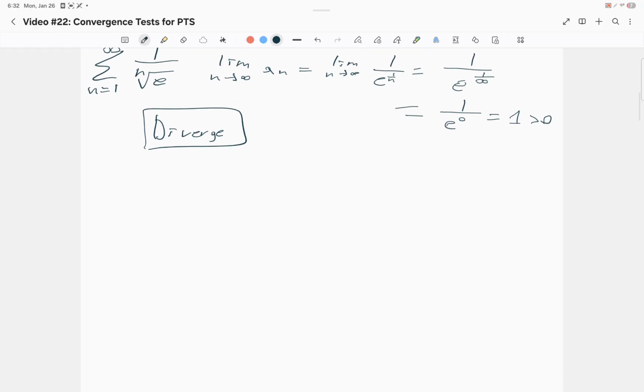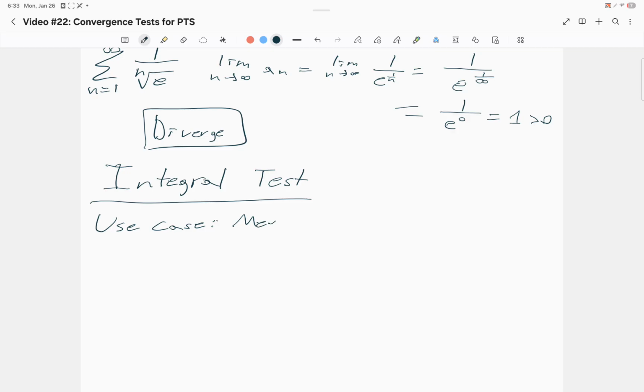The next one that's really nice is the integral test. The use case is when the series meets the three conditions below, which we'll get to.